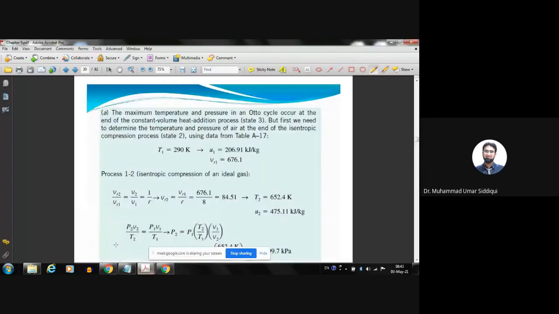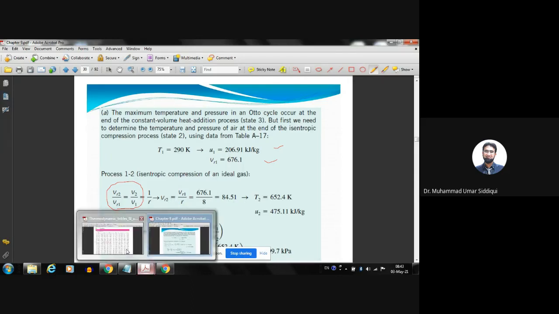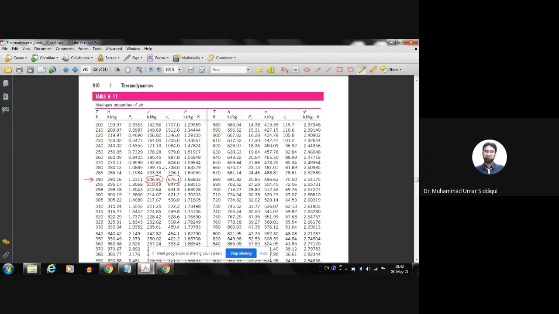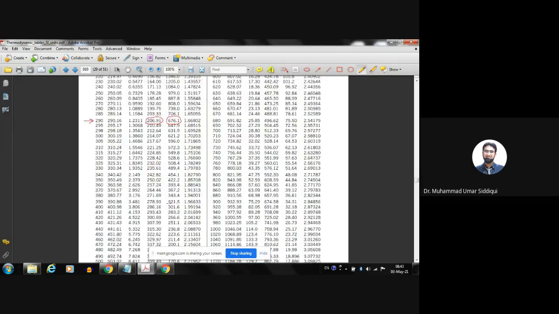Okay. So we're going to get this and this. Corresponding to VR1, we are going to use this relationship, VR2 by VR1 equals V2 by V1, and we're going to get VR2. So VR2 comes out to be 84.51. Okay, so now we're going to look in the table. Where is 84.51? So 84.